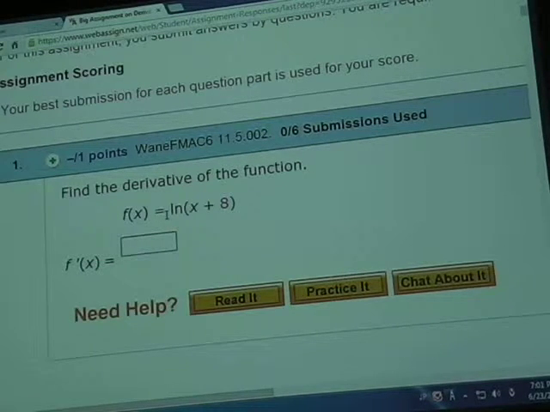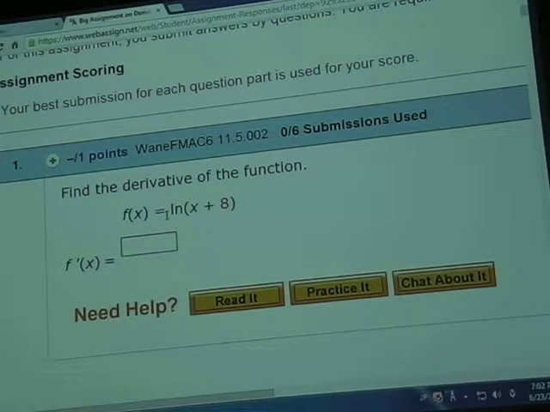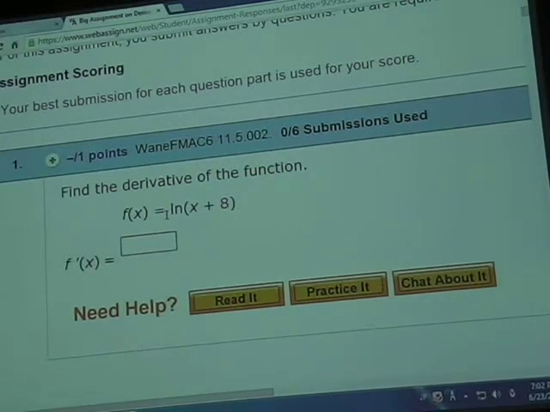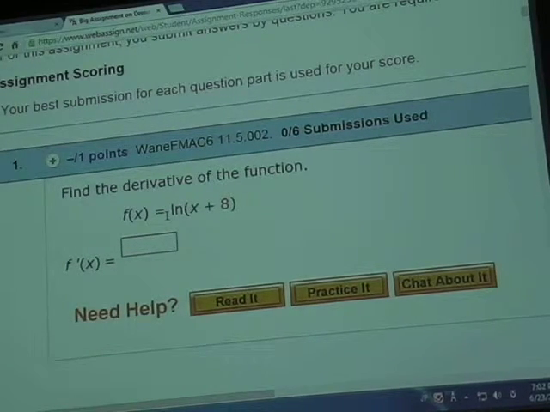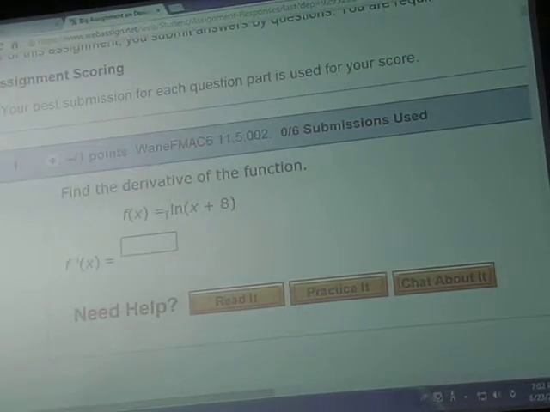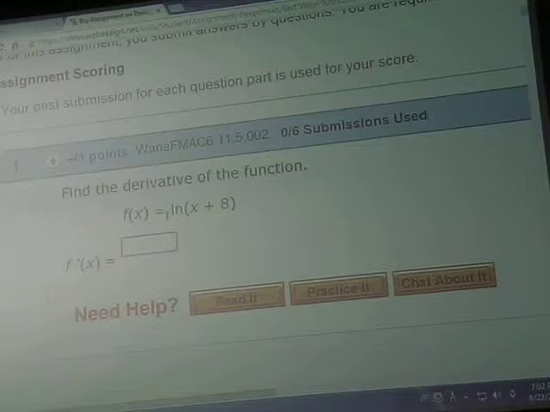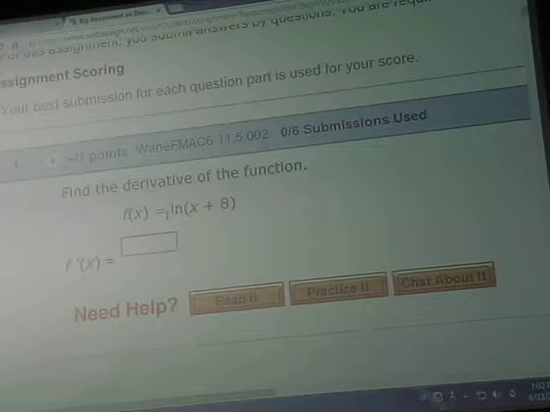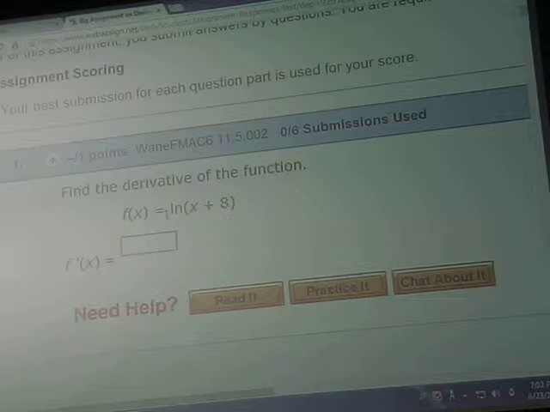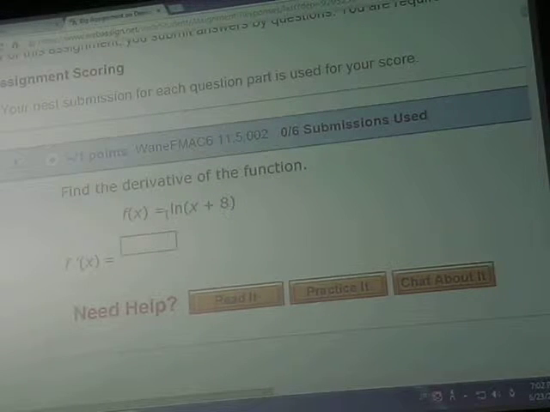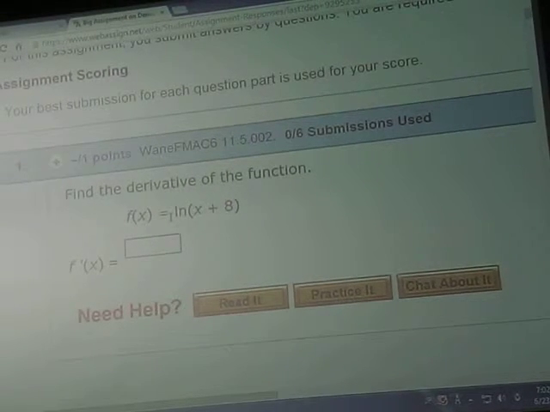I don't know if you can read the board. So here's the chain rule here. It's also written somewhere else.